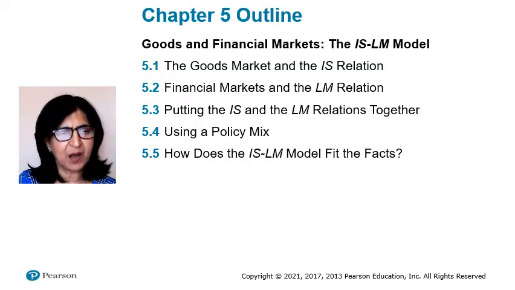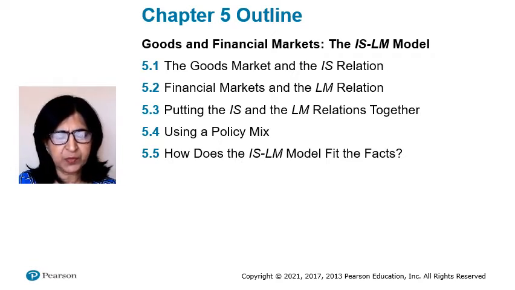Chapter 5 Outline, Goods and Financial Markets, the IS-LM Model. Section 5.1 looks at equilibrium in the goods market and derives the IS relation. Section 5.2 looks at equilibrium in the financial markets and derives the LM relation.